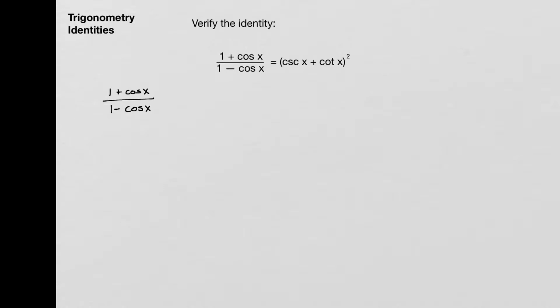And what I'll do is say that this is equal to, and now I'm going to work my changes on the right-hand side. So I have 1 plus cosine x over 1 minus cosine x. It's just what we have on the left.